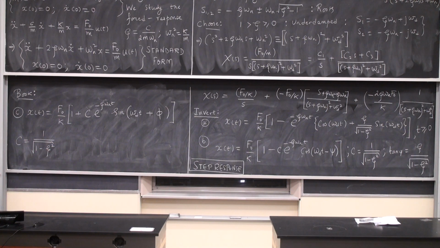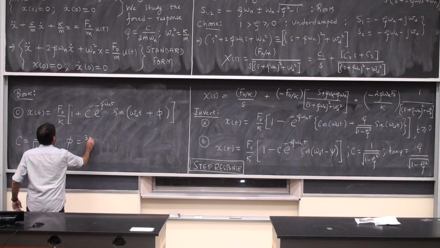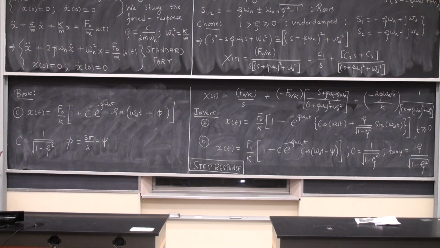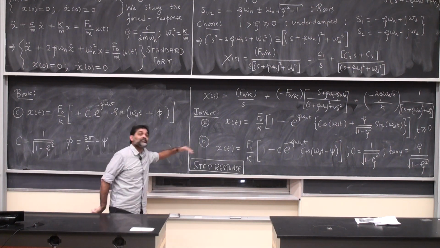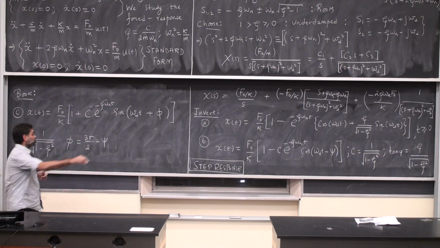Okay, and then phi is 3 pi by 2 minus psi. It's not necessary, you can use any one of these forms. I'm going to stick with form B, it's the least complicated of the lot. But this is what your book does, so I want to present it to you.